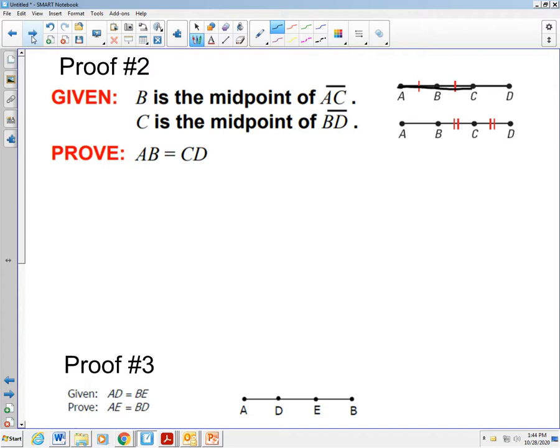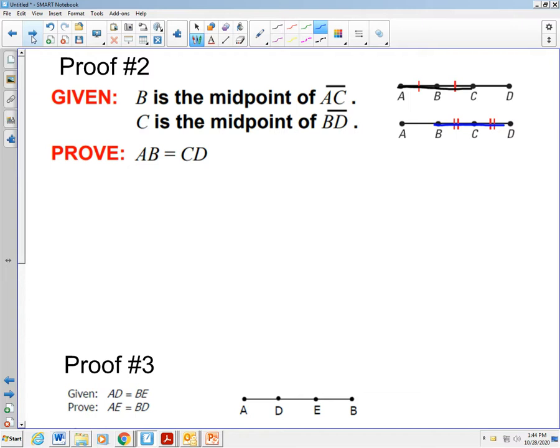What else do we know? C is the midpoint of BD. So C is the midpoint of BD, okay? Which technically means that segment BC is congruent to CD. Your job is to show that AB is congruent to CD.